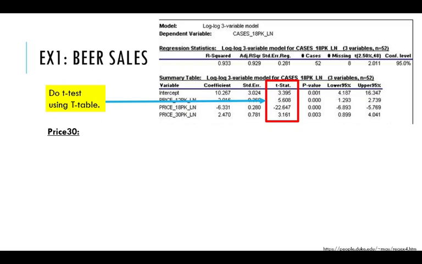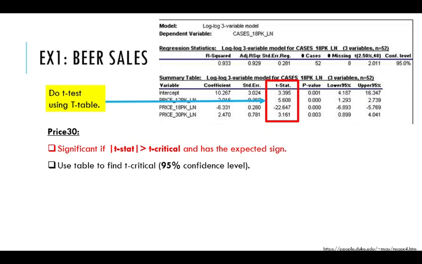Now, let's look at price 30. We have a significant result if, again, our t-stat is greater than our critical t and technically has the expected sign, which it does. But remember, if our sign is wrong, we can still claim a significant result. We just need to say, look, I have the sign wrong. So again, we need to find that critical t at the 95% confidence level, which we already have because we're running a one-tailed test here as well.